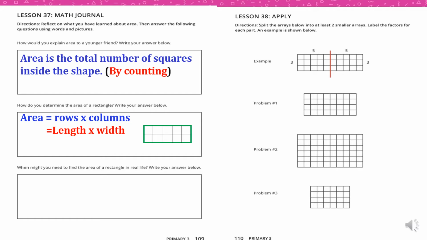Length is the longest side, and width is the shortest side. We said in the shapes that a rectangle has 4 sides. 2 are long and 2 are short. So the longer side is called length. And the shortest side, we can call it width.